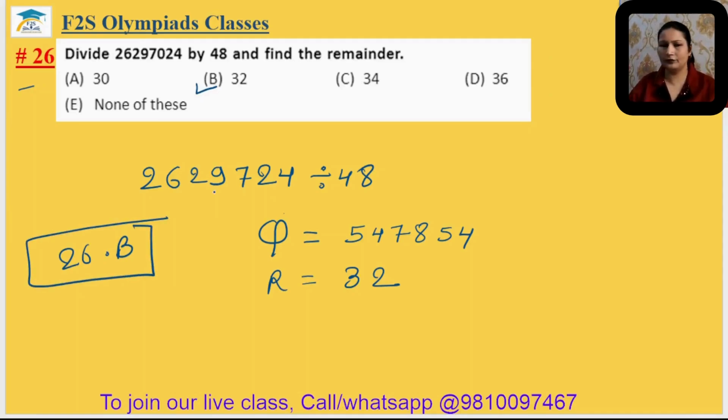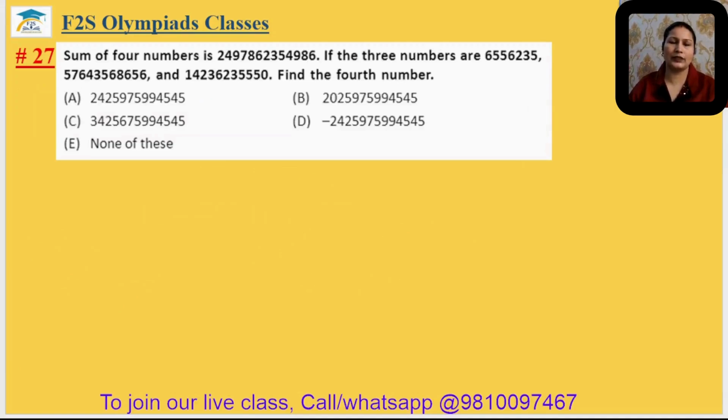Okay. Come to question number 27. Sum of four numbers is this. If three numbers are this, find the fourth number. So to find the fourth number, first we will add these three numbers and subtract from this number. To add these three numbers, first write this number. I am just starting writing from here.